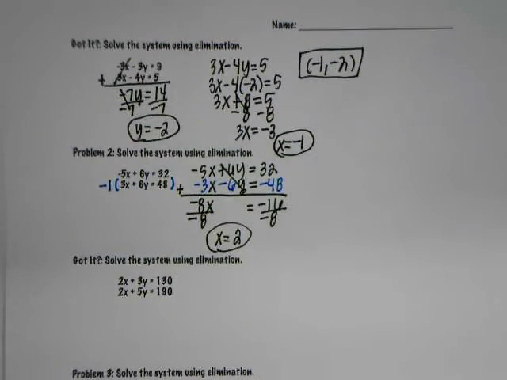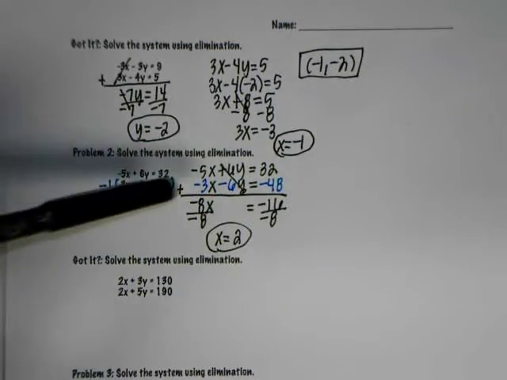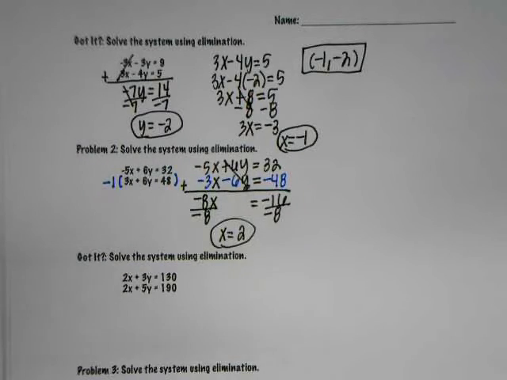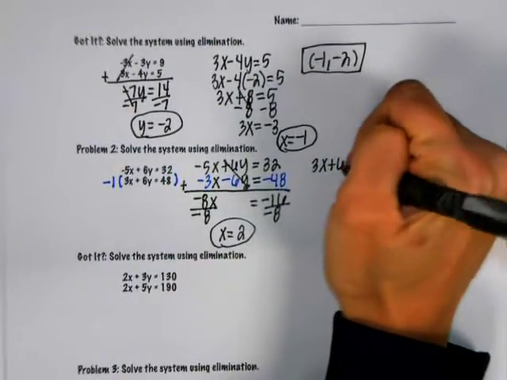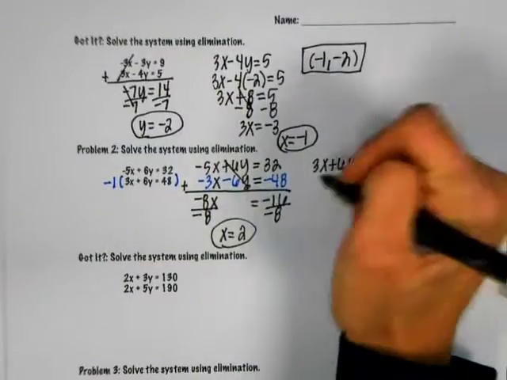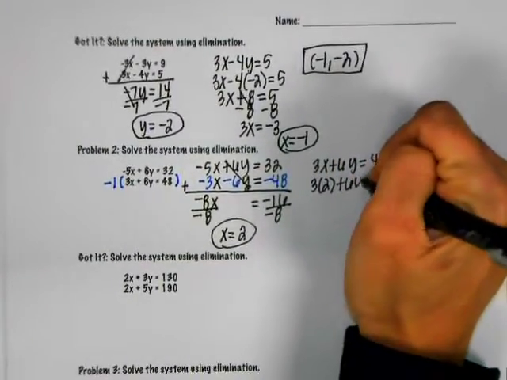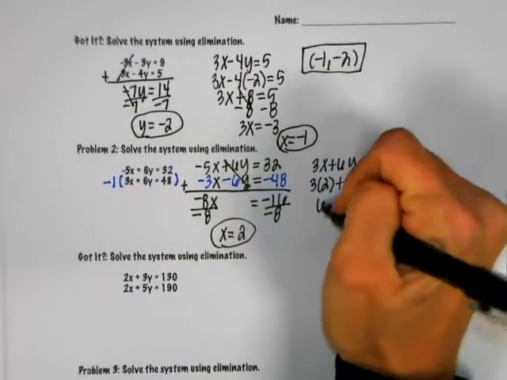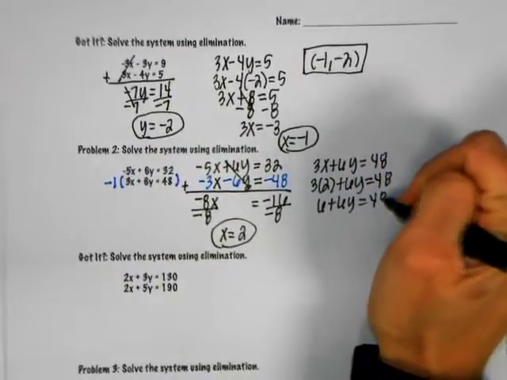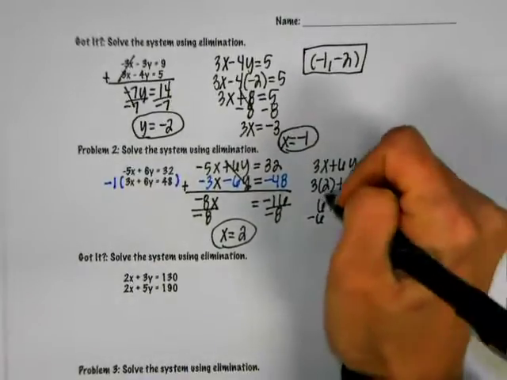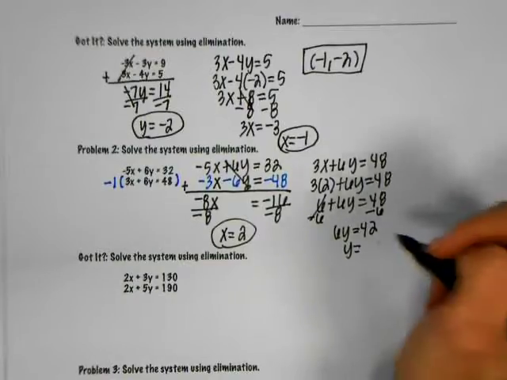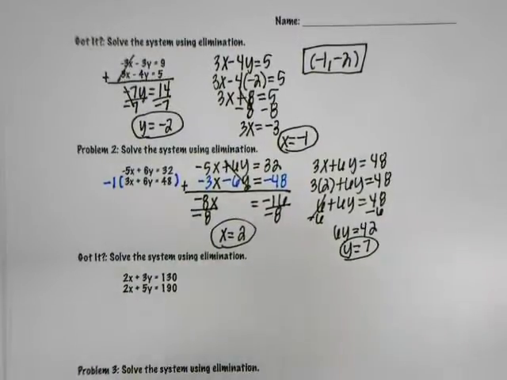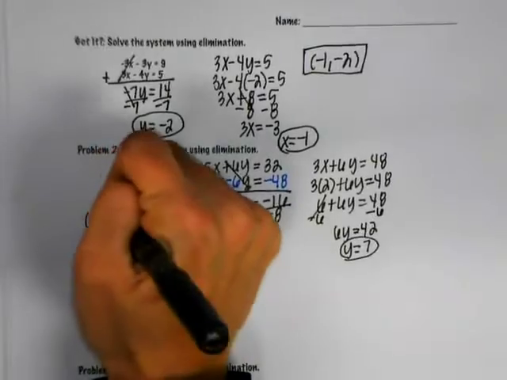And then when you go back to plug this in, you're allowed to use either of the original equations or you're allowed to use your new equation if you want. It doesn't matter as long as it's an equation. The bottom one for the original looks easiest to me, so I'm going to do that one. 3x plus 6y equals 48. Plug in the 2. So 6 plus 6y equals 48. Minus 6. So what does y equal? 7. Yep. So for your answer, you'll get 2, 7.